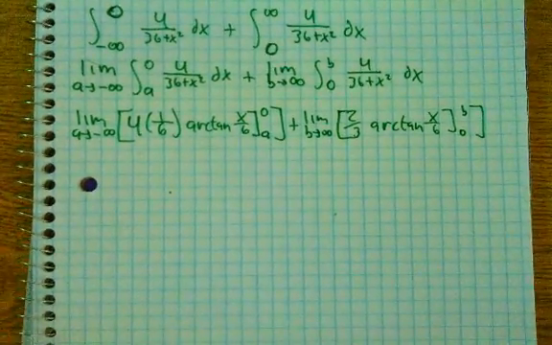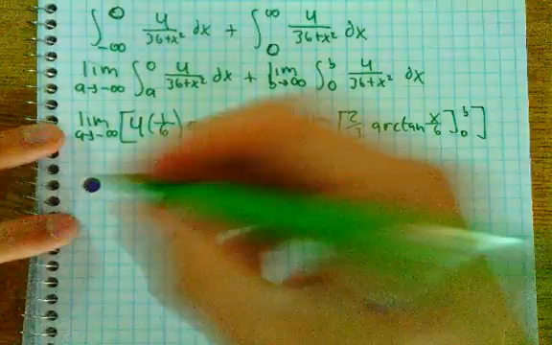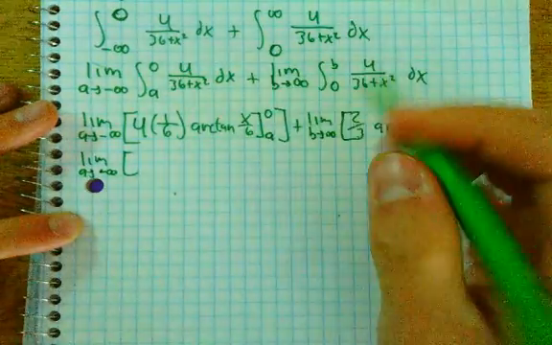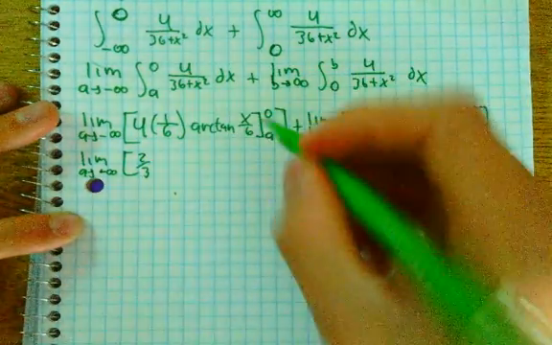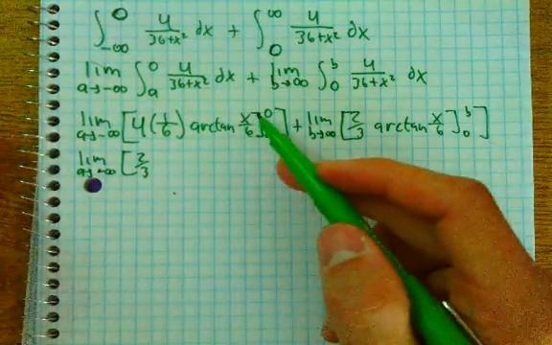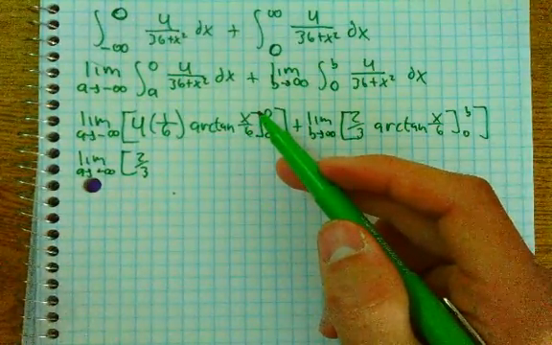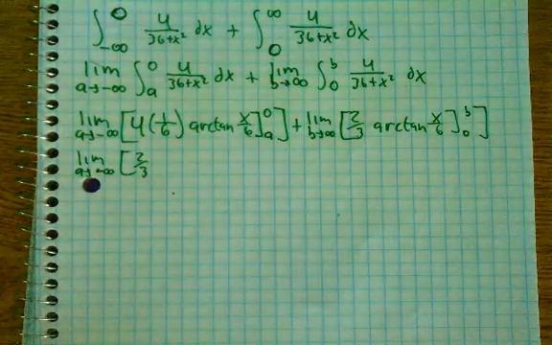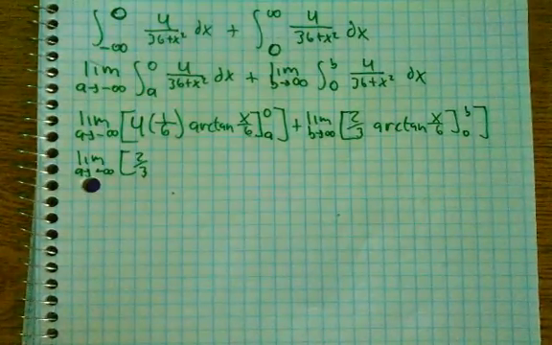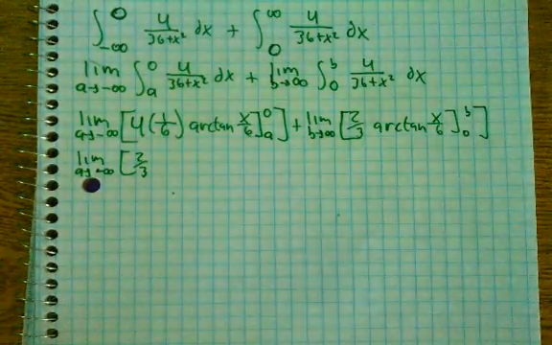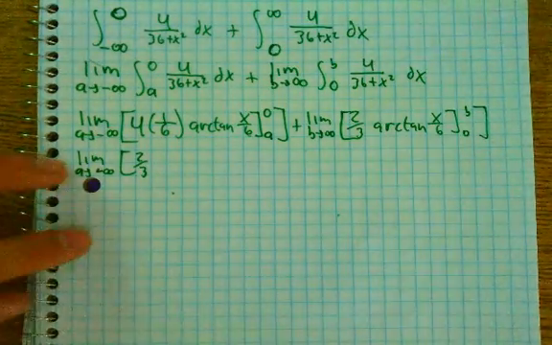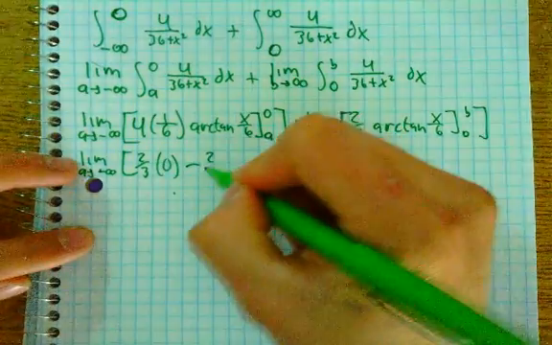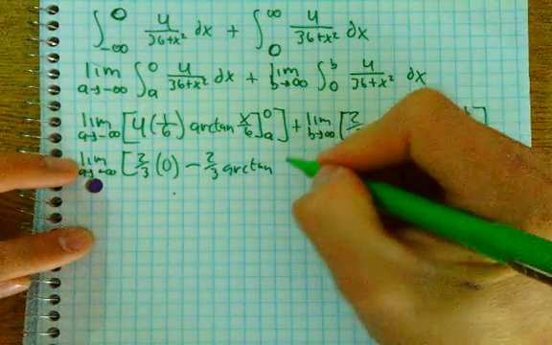Alright, so if we then expand this out, this becomes the limit as a approaches negative infinity of 2/3. If you plug in 0, that would be arctangent of 0, right? So what angle has a tangent of 0? So wouldn't that just go away? It would be 2/3 times 0, right? Minus 2/3 times the arctangent of a over 6. Agreed? And that's the first limit.